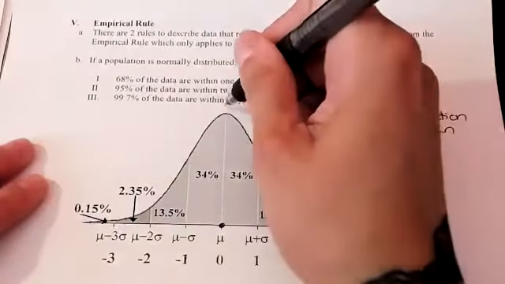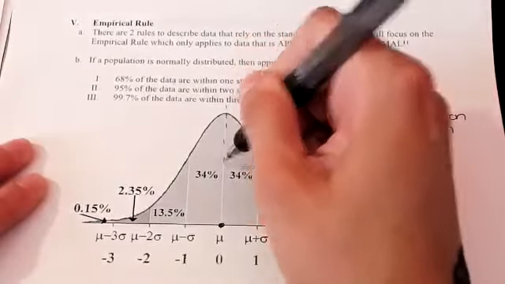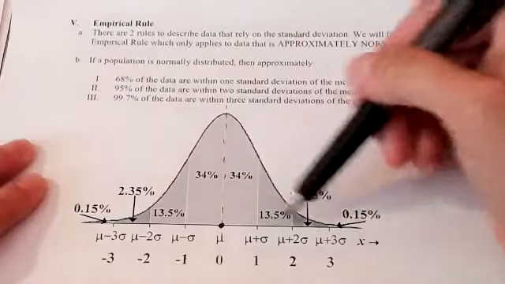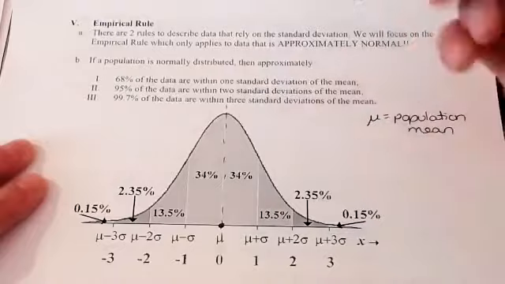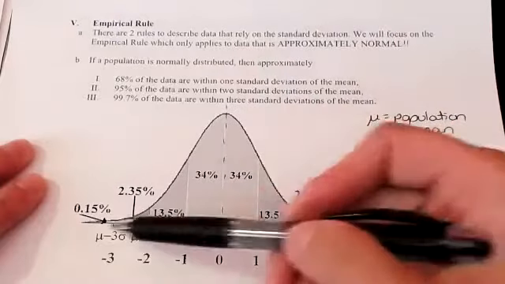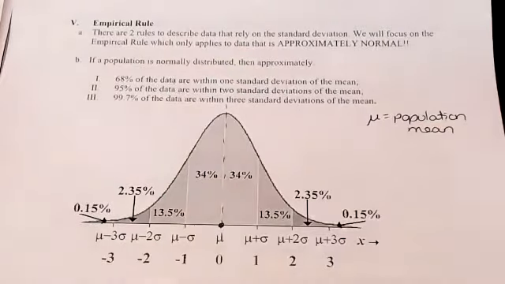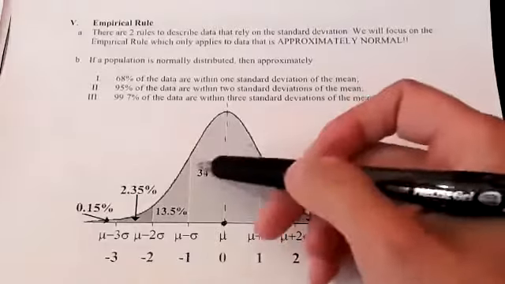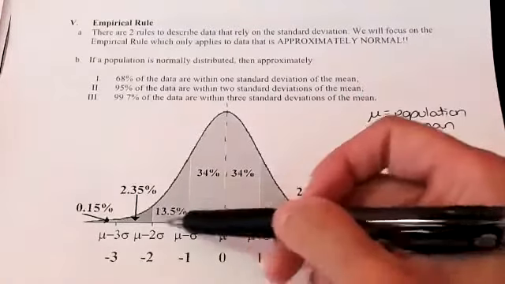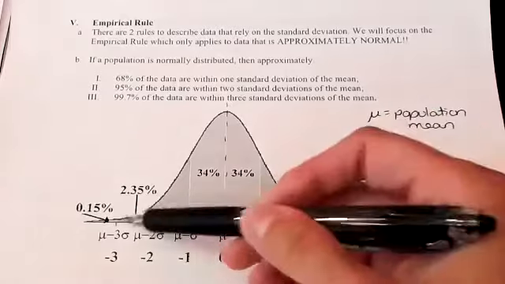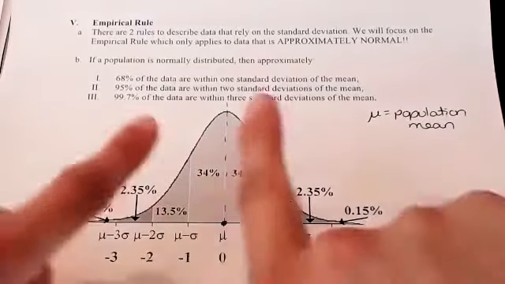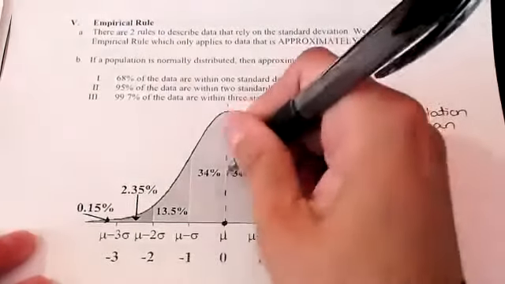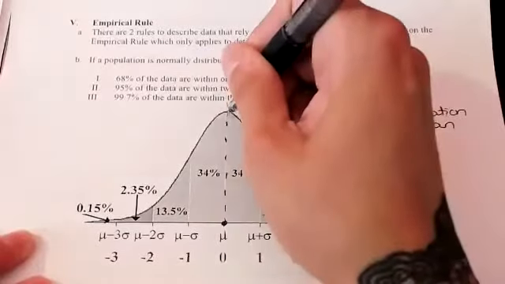I want to point out that if you were to cut this normal distribution in half, you will see that there's exactly 50% of the data above the mean and exactly 50% of the data below the mean. I also want you to notice, doesn't it look symmetric? We have a 34, we have a 34, we have a 13.5, we have a 13.5, we have a 2.35, etc. So it's symmetric about the mean. Think mirror image here.